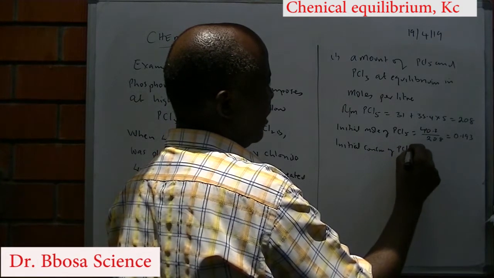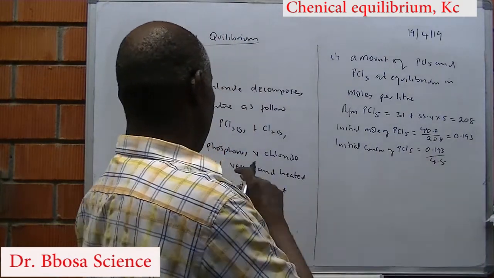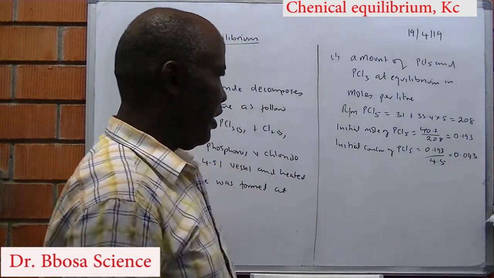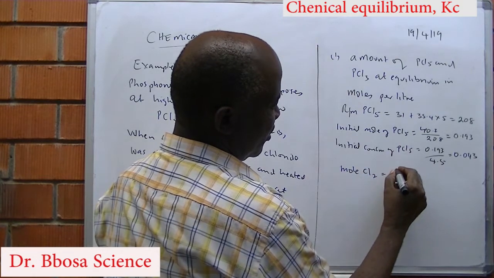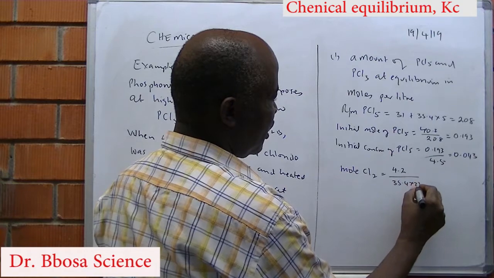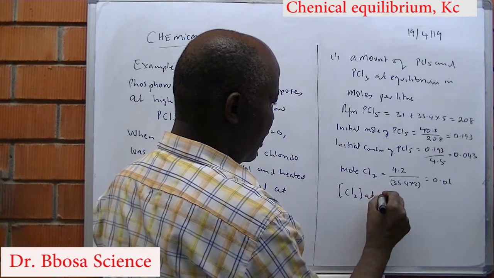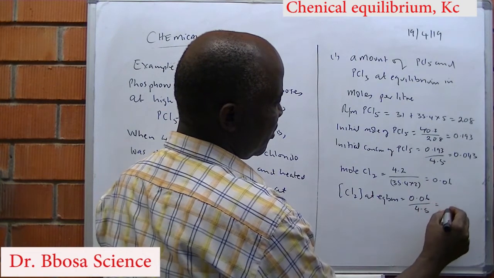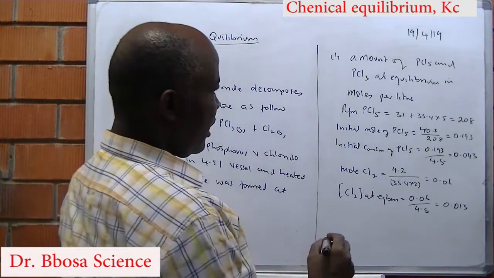Initial concentration of PCl5 is equal to 0.193 over the volume 4.5 liters and is equal to 0.043. Then moles of chlorine is equal to mass of chlorine, which is 4.2, over RFM of chlorine, which is 35.4 times 2, which is equal to 0.06. Then the concentration of chlorine at equilibrium is equal to 0.06 over 4.5, which is equal to 0.013.